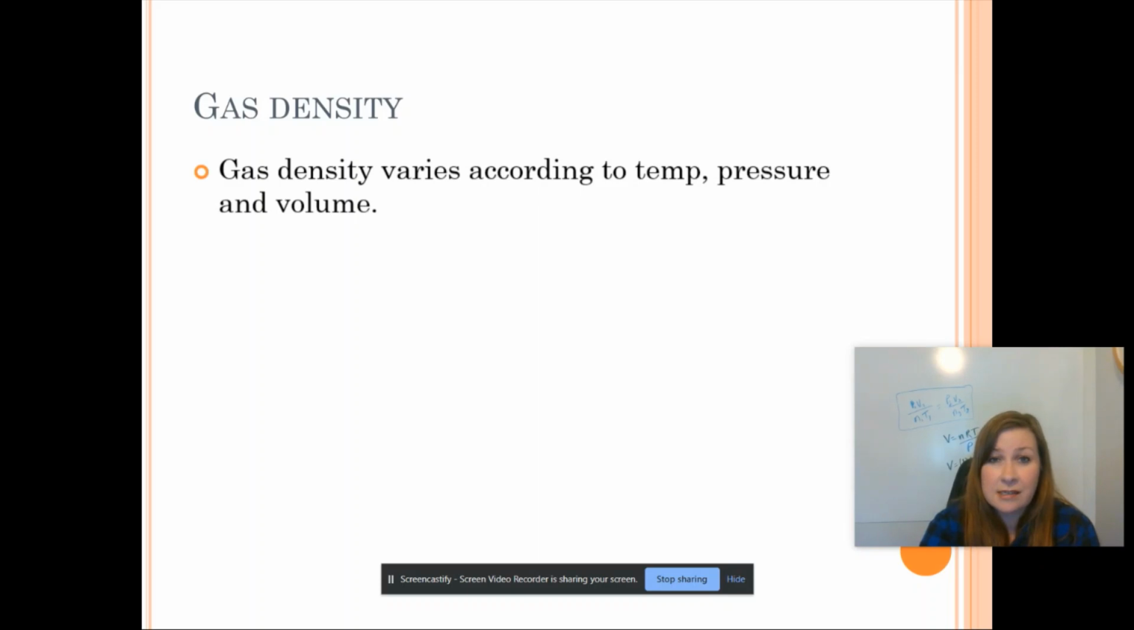And gas density is something we can also calculate using these ideas. It varies according to temperature and pressure and volume. The density of the gas in the atmosphere is really important because as a mass of air heats up, it's going to expand because it can, it's not contained. And as it expands, its density is going to drop. And an air mass with a low density will move upward in the atmosphere. You say heat rises, right? But it's really air masses that rise.